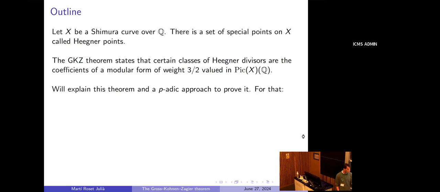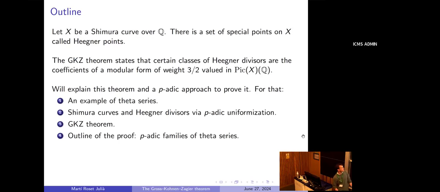And for that, we'll follow the next steps. So first, we'll give a basic example of a theta series. And the reason we will do that is because the Gross-Kohnen-Zagier theorem can be thought of as a geometric generalization of the notion of a theta series. So then I will introduce the geometric ingredients that will play a role, which are the same that appeared in the talk by Mike. So these are Shimura curves and Heegner points that we'll describe also via the theory of p-adic uniformization. And at that point, we'll be ready to state the Gross-Kohnen-Zagier theorem. And we'll conclude with some ideas of the proof, which use the theory of p-adic families of theta series.